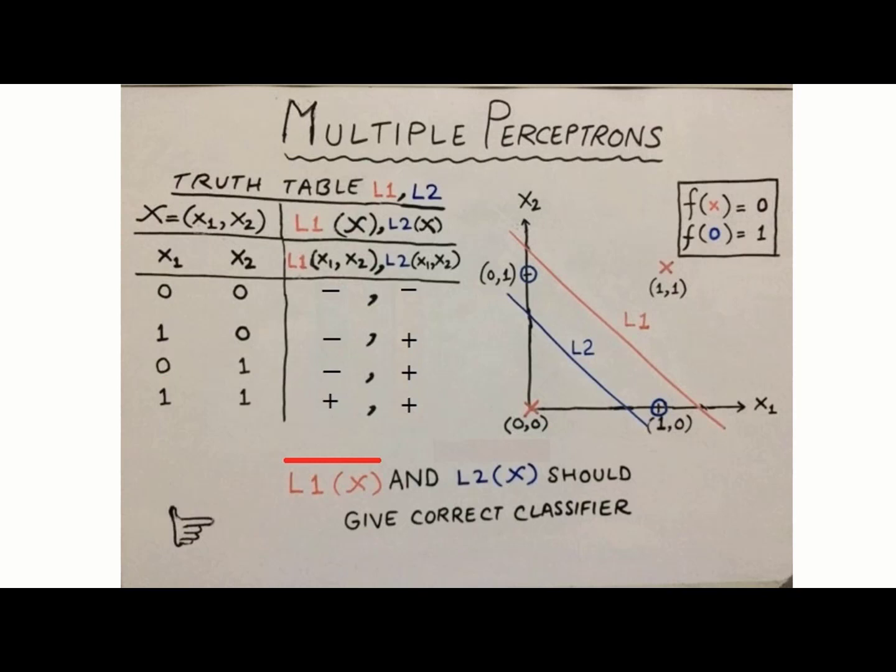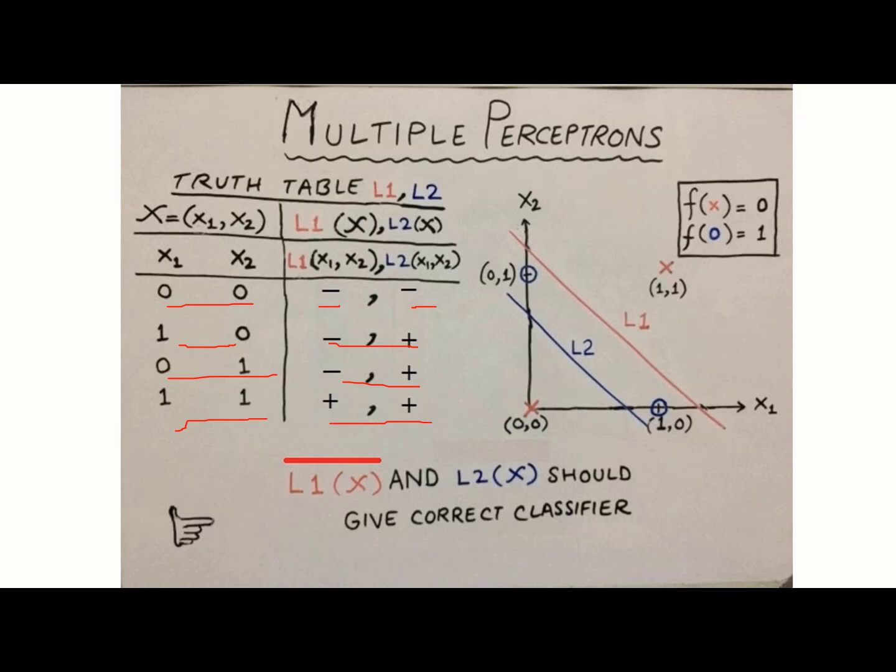Now combine the two perceptrons using an AND logic. So here in the truth table, the outputs L1 of x and L2 of x have been juxtaposed. For each data point, we're going to see the sign of the number that we get when that data point is plugged into L1 and L2. So 0, 0 is going to give us minus minus, 1, 0 minus plus, 0, 1 minus plus, and 1, 1 plus plus.